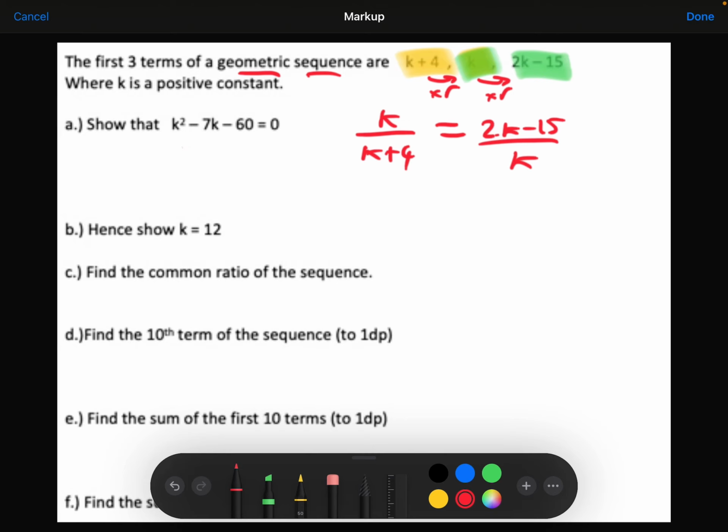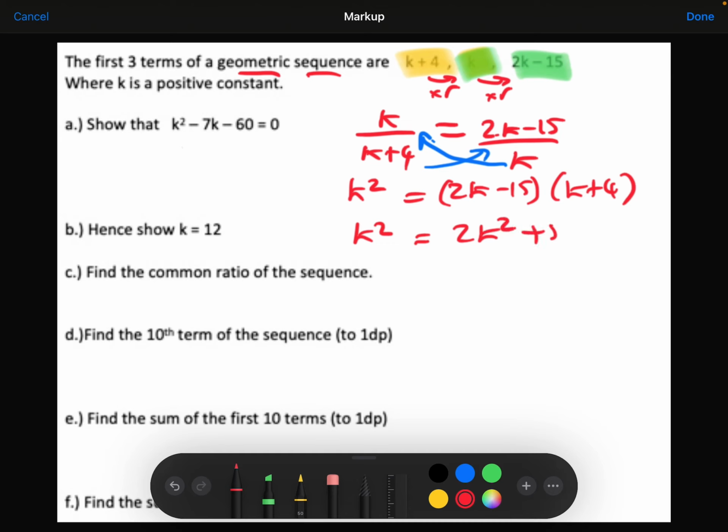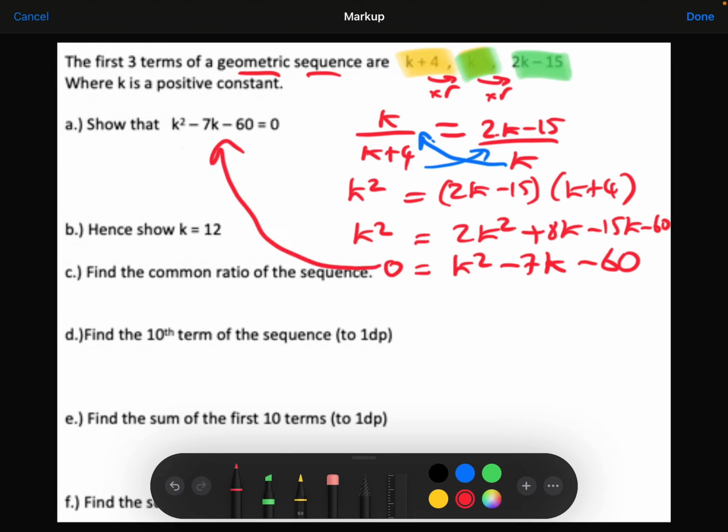So what I can do now is cross multiply. So multiply by k over here, multiplied by k plus 4 over here. And I'll get k squared equals 2k minus 15 times k plus 4. Expand those brackets, and collect up like terms and make it equal to 0. And you can see that is what we needed to show. So that's part A of this question.